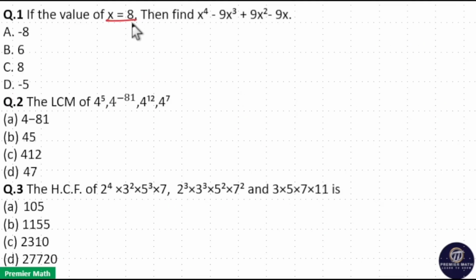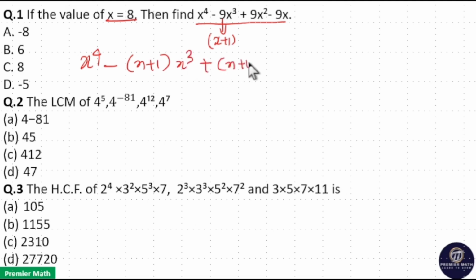If the value of x is equal to 8, then find x raised to 4 minus 9x cube plus 9x square minus 9x. Here the signs are plus and minus in alternate terms: plus, minus, plus, minus. And you have x is equal to 8 and we have 9 here. So put the value of 9 as x plus 1. Now this will become x raised to 4 minus (x plus 1) into x cube plus (x plus 1) into x square minus (x plus 1) into x.